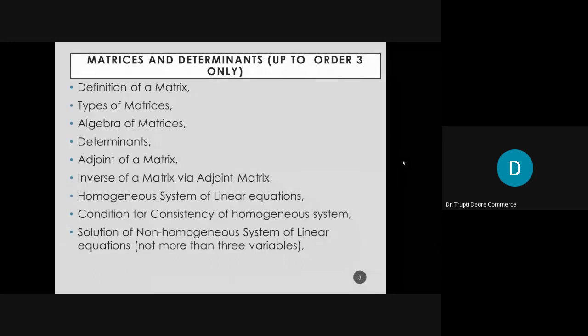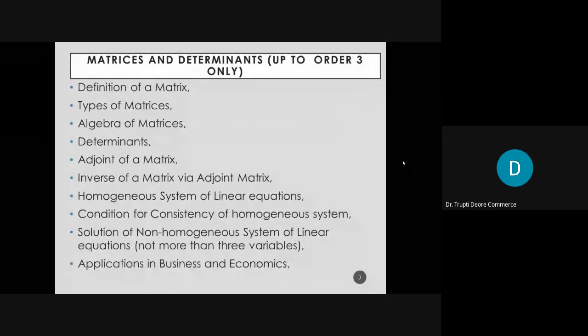So here a maximum of three variables is applicable. Why three? Because you have matrix solutions only up to the order of three. That's why we will see the linear equations up to three variables only. The second last is applications in business and economics, and we'll go for the examples and problems.